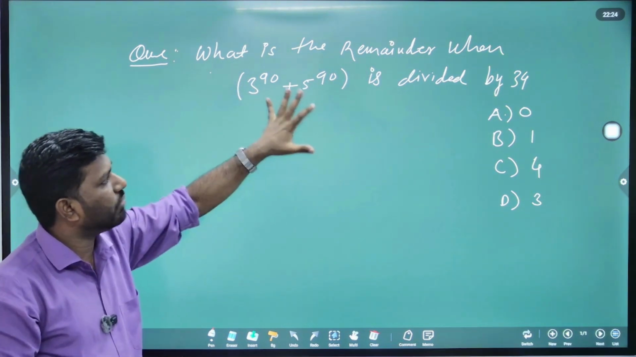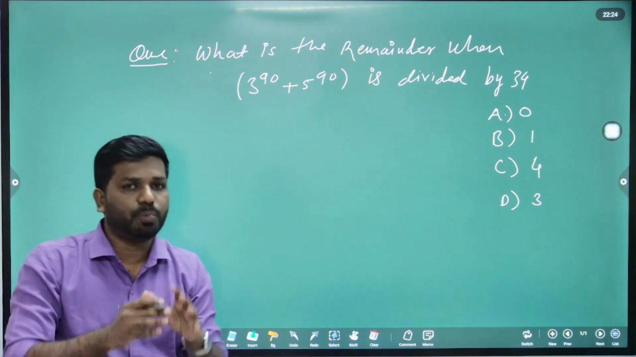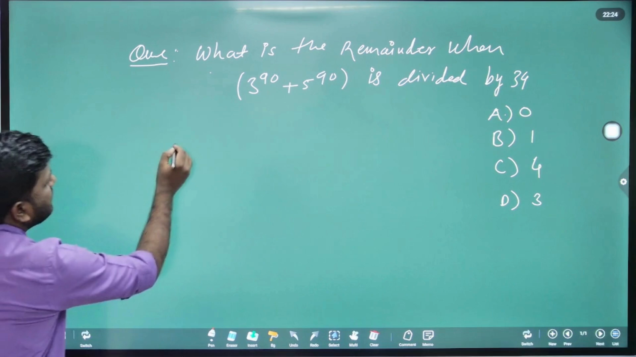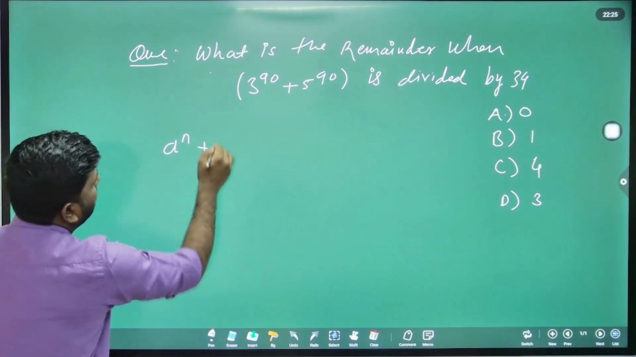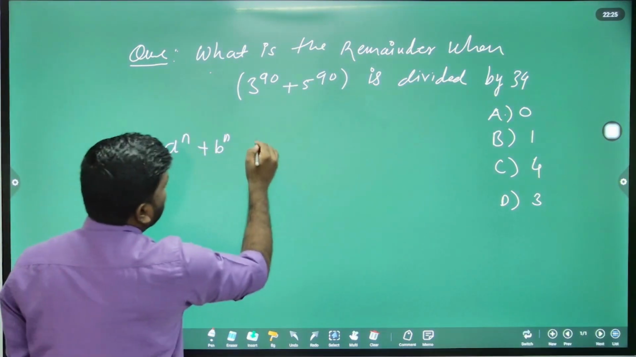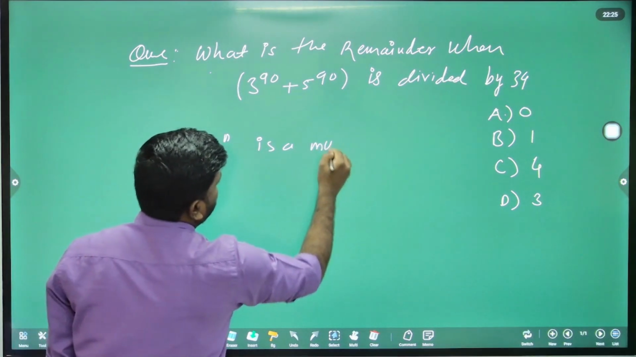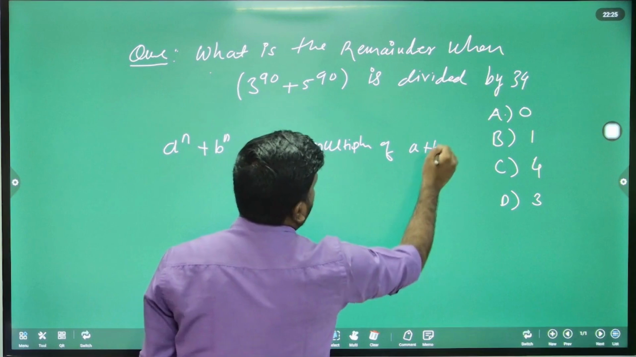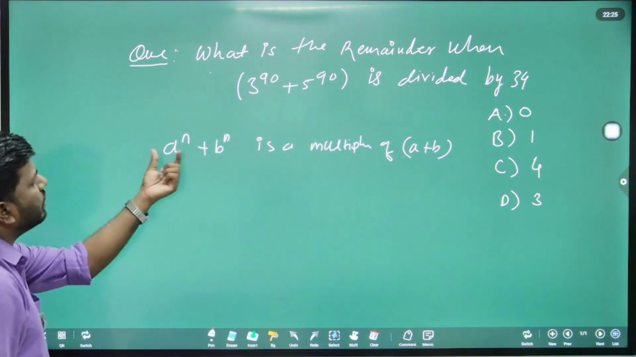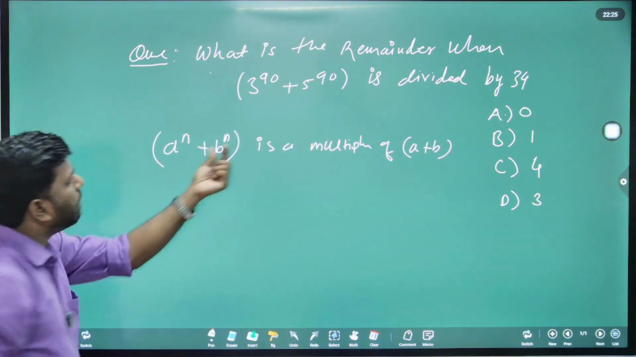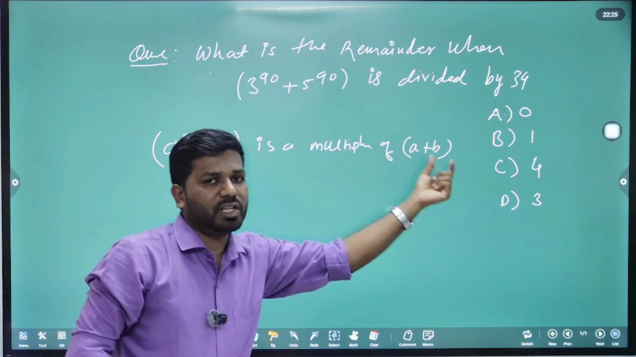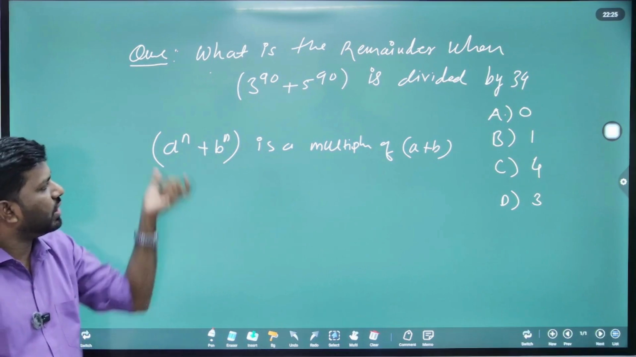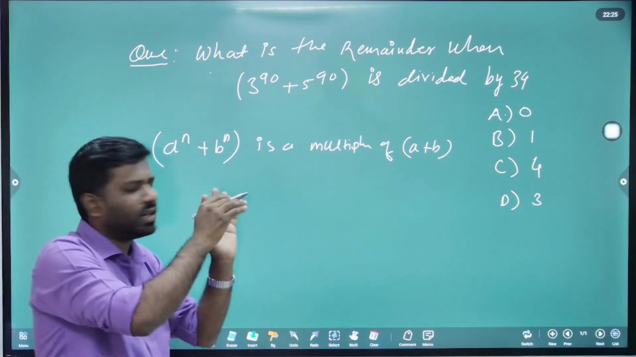Whenever you see these kinds of questions, you must recall that there are a few properties that will be used. What are those properties? The first is: a power n plus b power n is a multiple of a plus b. Wherever you see this, I can say a plus b is a divisor or a factor of this number. Both things are vice versa.